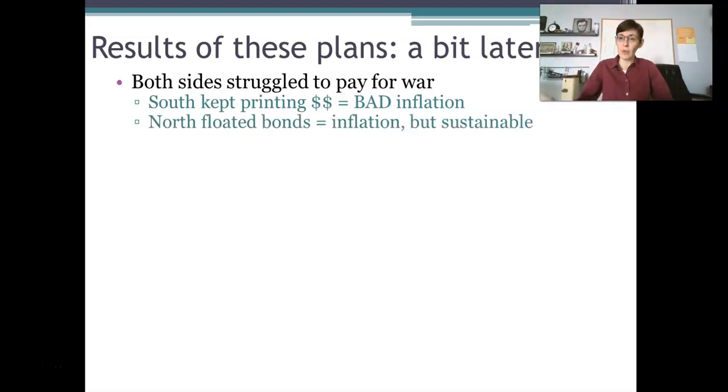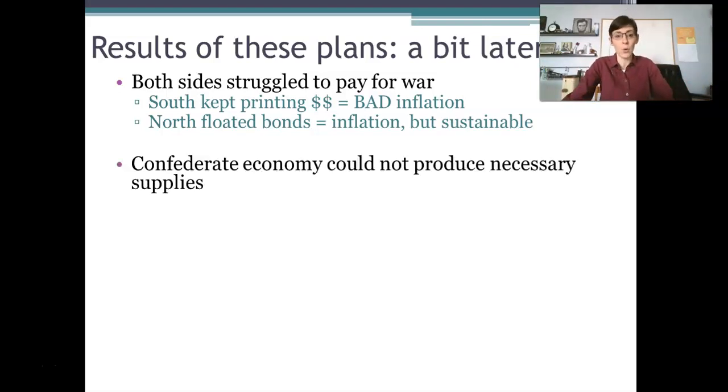The North was able to float bonds. It did cause some inflation, but it was manageable. And their economy was more diversified, so they had better resources in that way. So economically speaking, the North was much more successful in paying for the war.